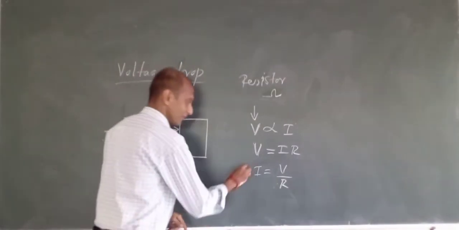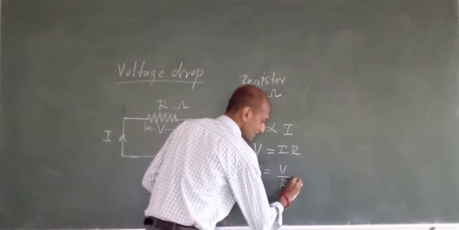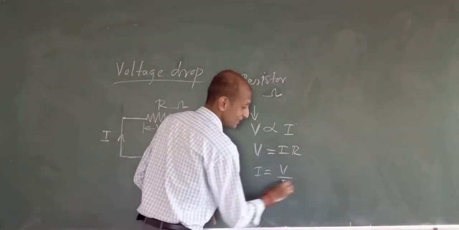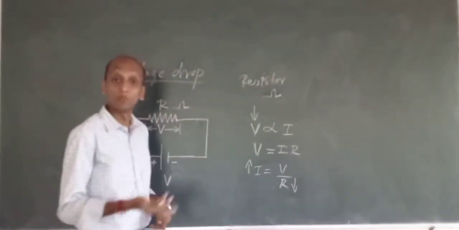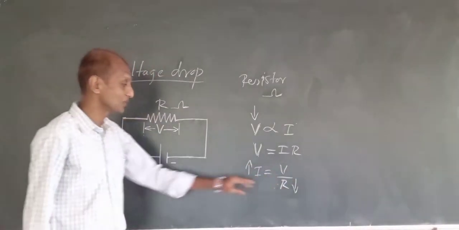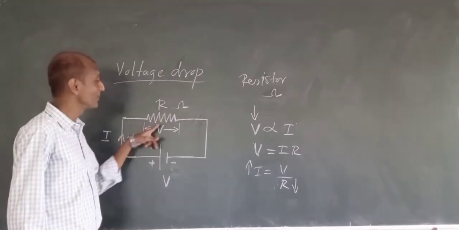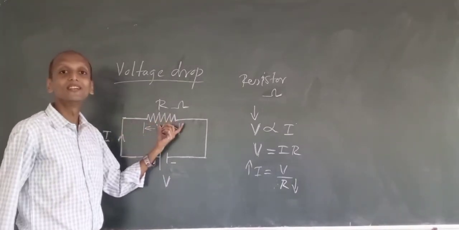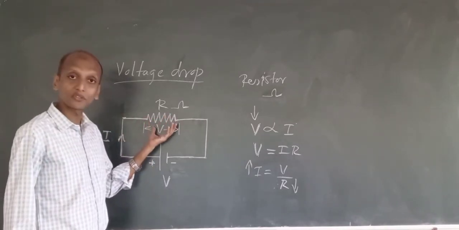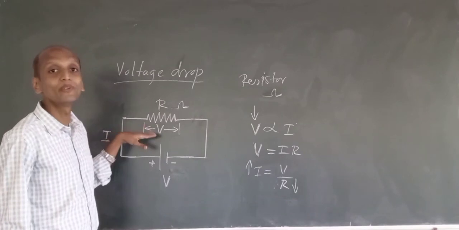So that means, if resistance is more, current will be less. If resistance is less, current will be more. So the voltage application will be there. After applying the voltage, current starts to flow in the circuit, and this current flow will be dependent on the resistance connected. If you connect a resistance of high value, current flowing through will be less.